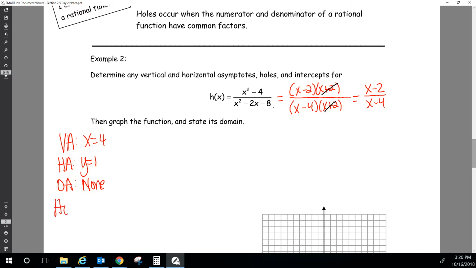And then for my hole, I do have a hole for this one. My hole occurred wherever I have this guy that canceled out. So this guy that canceled out was positive 2. What would make that a hole is negative 2.